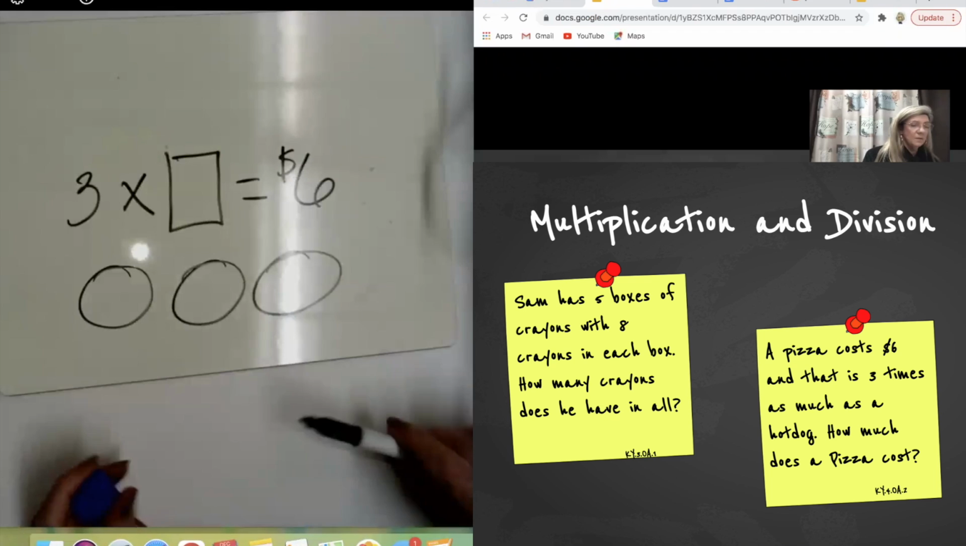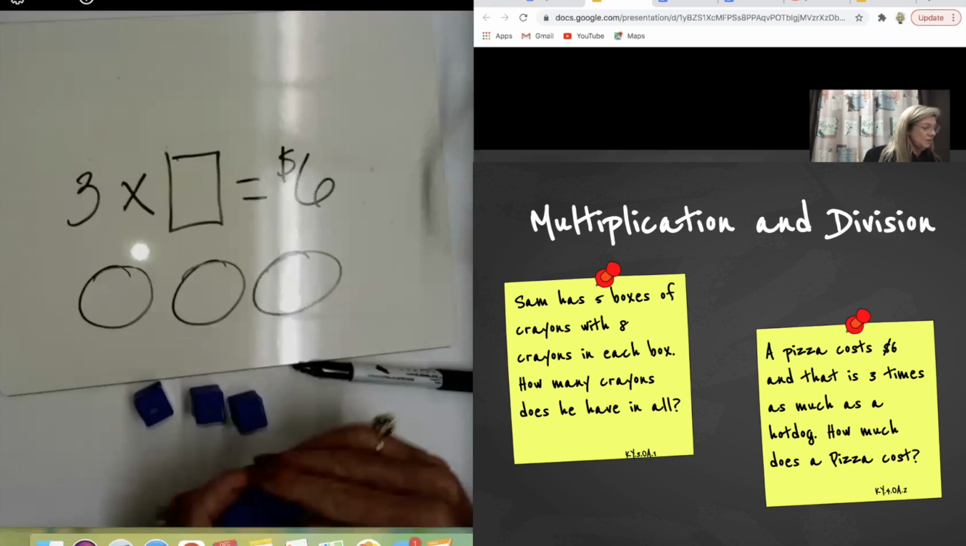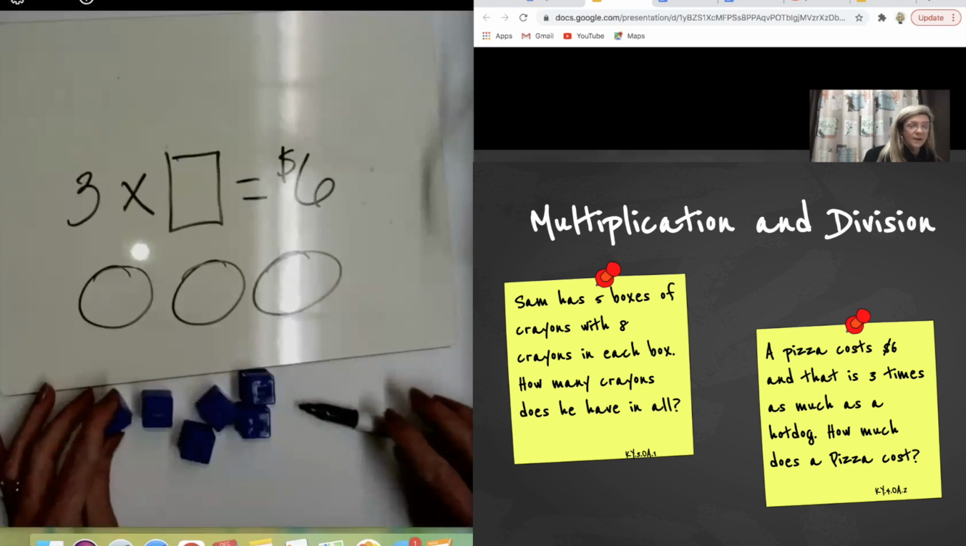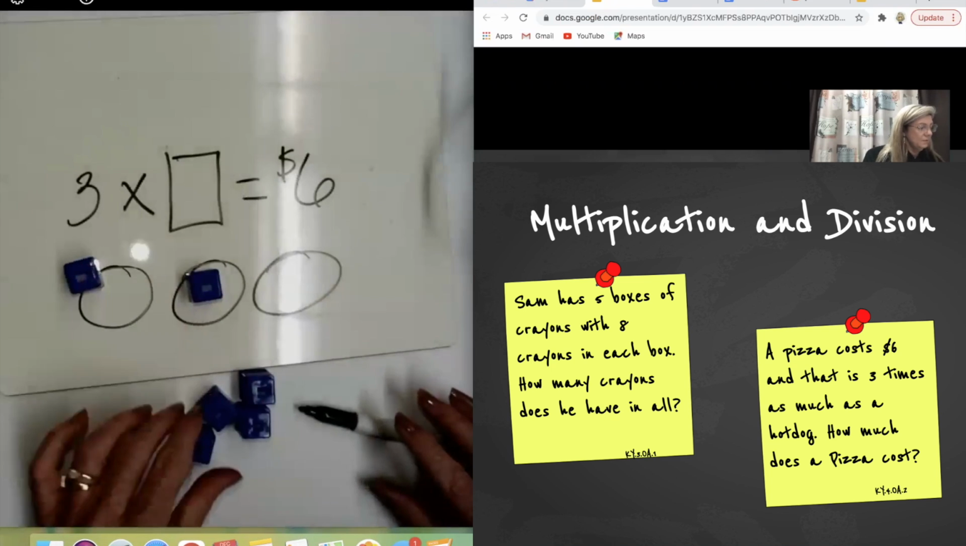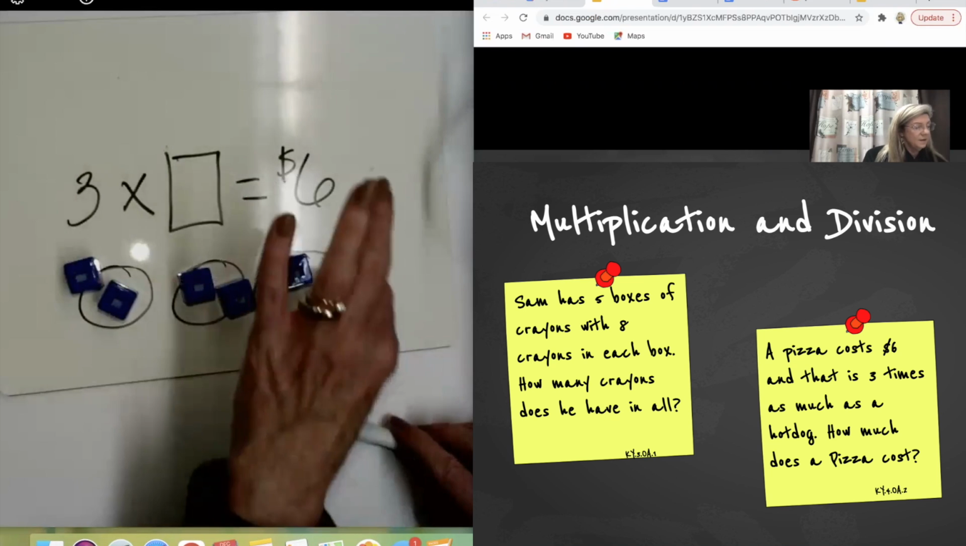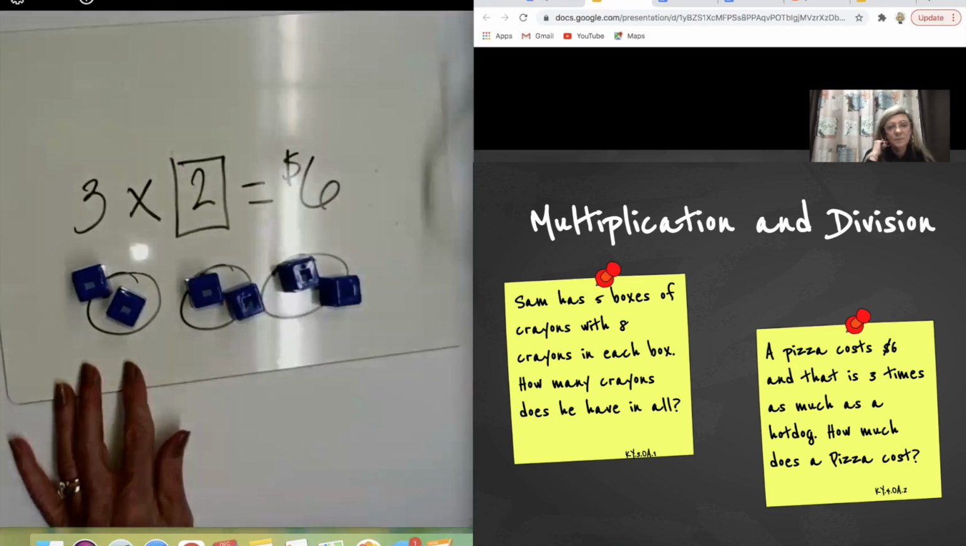And they know they need 6, so they can get out 6 counters, 6 Unifix cubes. And they can do a fair share. 1, 2, 3, 4, 5, 6. So I've got 3 groups, and I have 2 in each group.